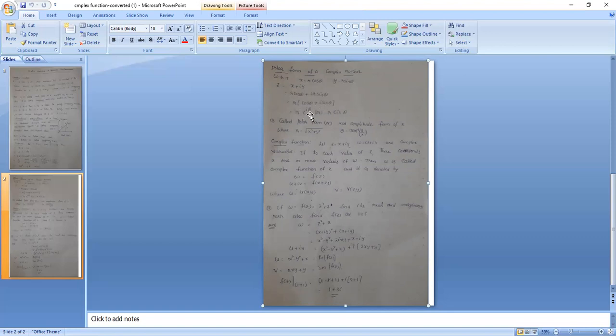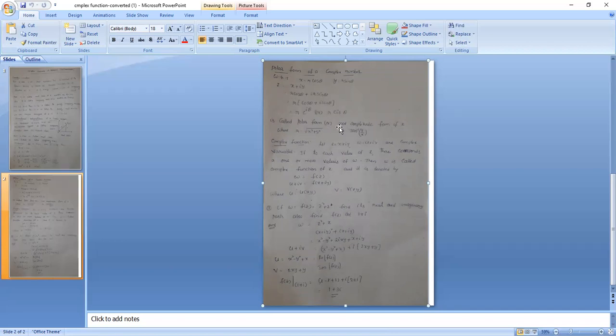By Euler's formula, we can write it as e power i theta, or you can write it as r cis theta, where C means cos, i is the imaginary value, S is the sin theta. We can write r cis theta or r e power i theta. This form is called a polar form or mod amplitude form of z, where r equal to square root of x square plus y square, theta equal to tan inverse y by x.